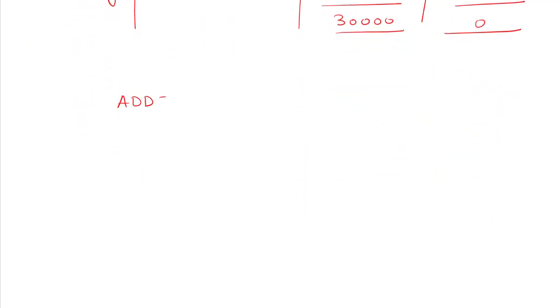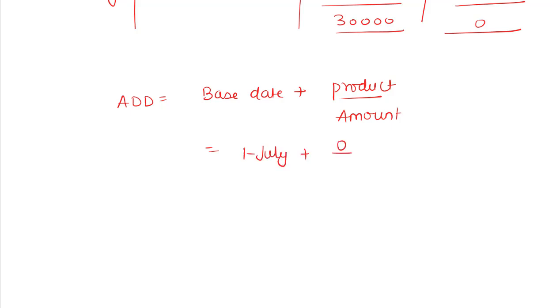Average due date equals base date plus product upon amount. Base date 1st of July, 0 upon 30,000. 1st of July plus 0 months. The due date is 1st of July. I believe you understood properly. Let us move ahead.